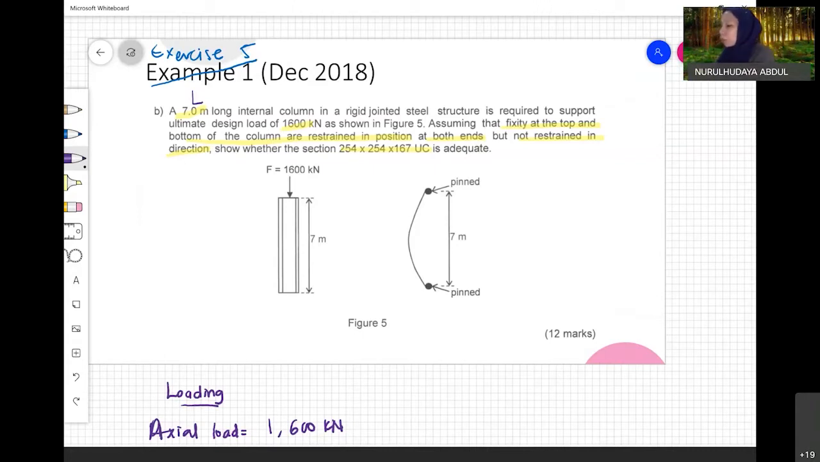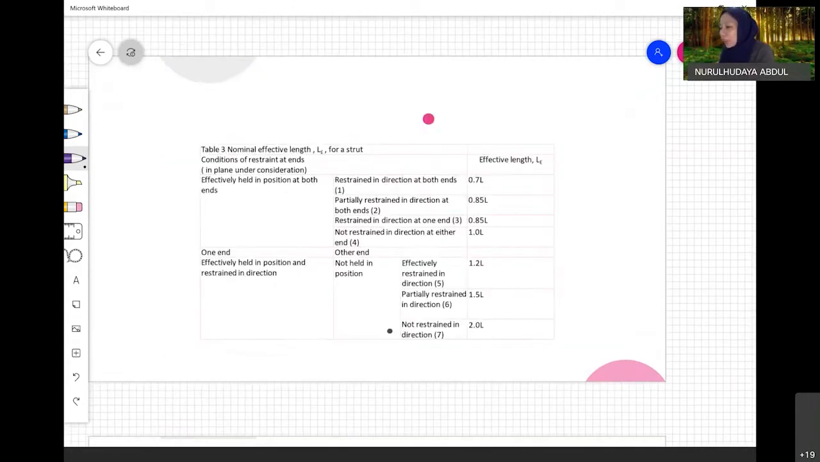So we have to look at the table. Nominal effective length LE for a strut table. Effectively held in position at both ends. So means that kalau you tengok dekat sini, possibility keadaan dia, the condition itself is braced column. Braced 1, 2, 3, 4 ni. Condition 1 sampai 4. Okay, is a braced column sebab it is effectively held in position at both ends.